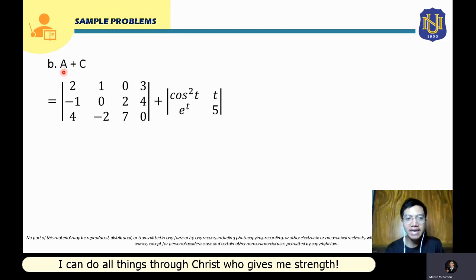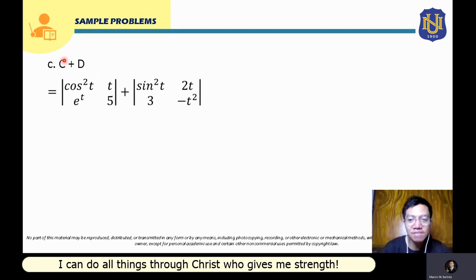Now, for letter B, this is A plus C. So this is the matrix A and this is matrix C. Before we add this, we have to determine first if they have the same size. The size of matrix A is 3 by 4 and the size of matrix C is 2 by 2. Since they have different sizes, these matrices cannot be added. So this will be the answer for this. It cannot be added.